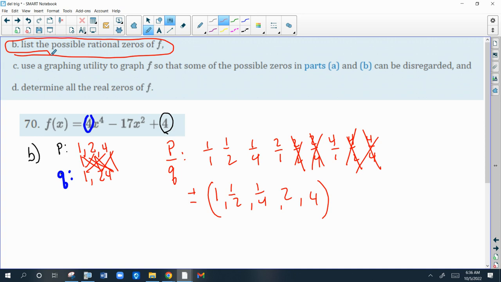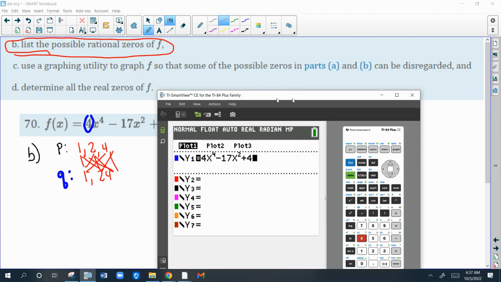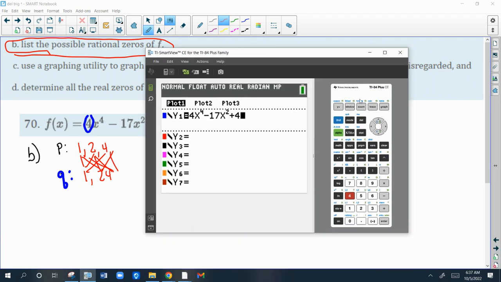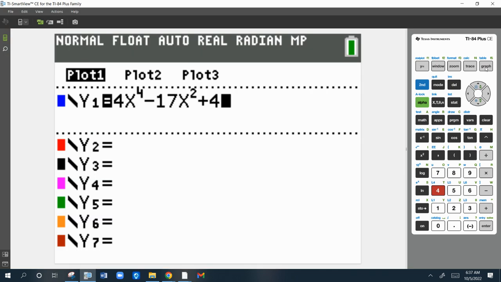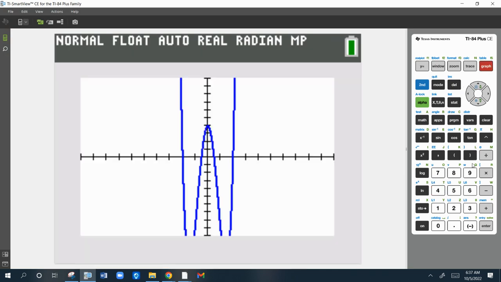C says now you would test these with synthetic division to see which work, but that will take a long time, and we're not going to do that every problem. So C says use a graphing utility to graph F so you can disregard some of these zeros. If you don't have a graphing calculator at home, use something like Desmos. Graph the function and try to see which zeros it goes through.